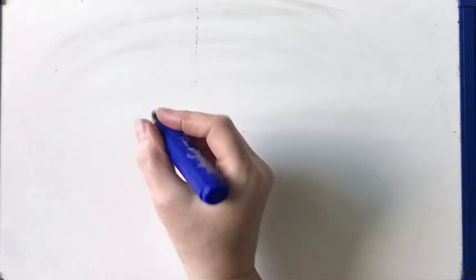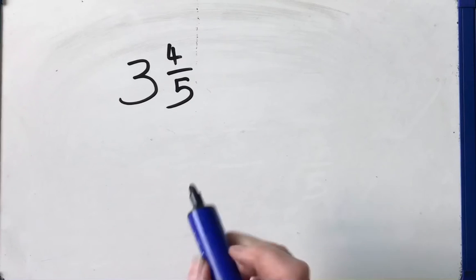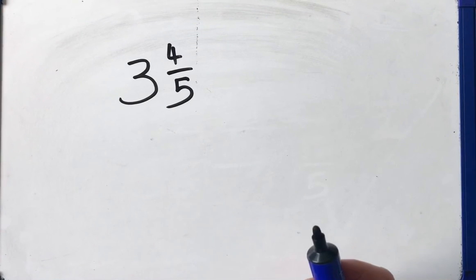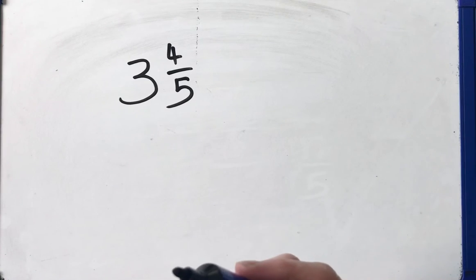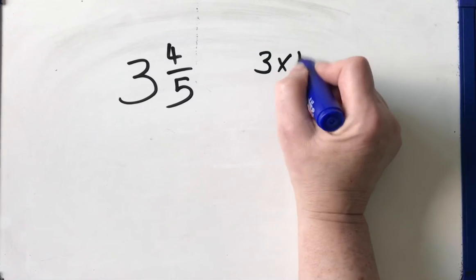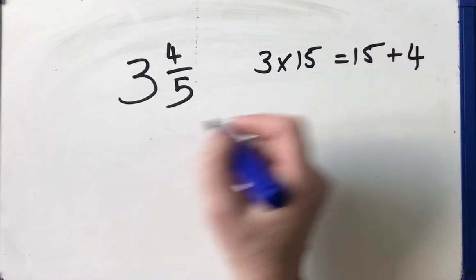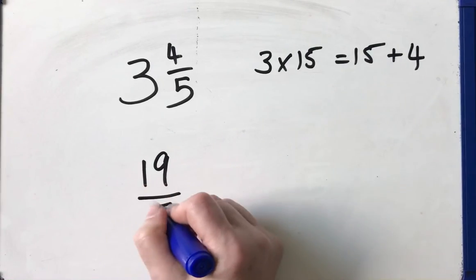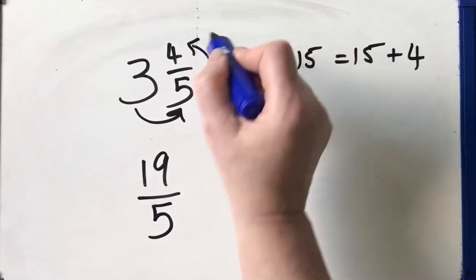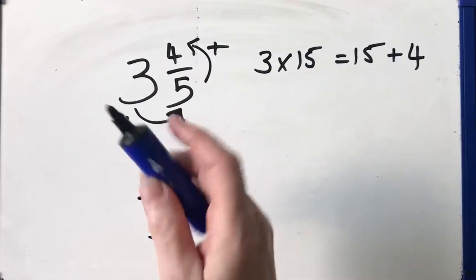Here's another one. 3 4/5. So instead of drawing out 4 boxes and counting up all the fifths, which is perfectly fine, it's much quicker to say 3 times 5 is 15, plus the top is 19/5. 3 times the bottom, add the top.